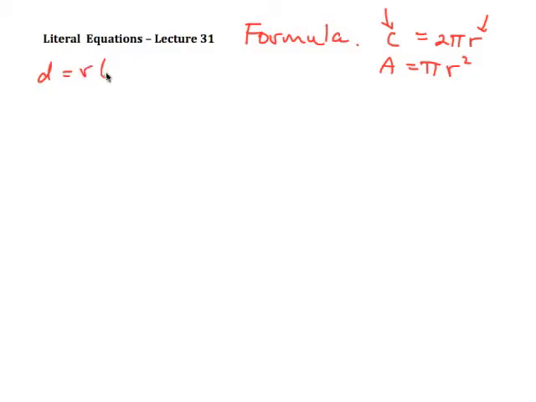Okay, in this lecture we're going to talk about literal equations. These are equations that have variables in them, but they really are the same as what we mean by a formula. We know a number of formulas. For example, the circumference of a circle is given by 2 pi r. Notice that this is the radius, this is the circumference, so we have these two variables. The area, of course, equals pi r squared. So again, this is another literal equation. Distance is equal to the rate times the time, for example. This is another literal equation.